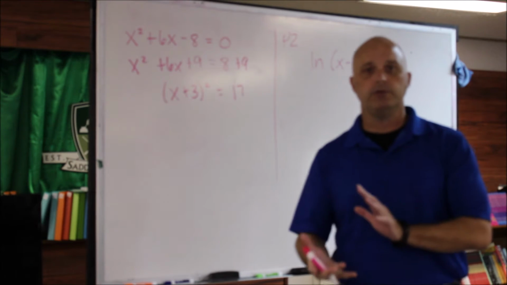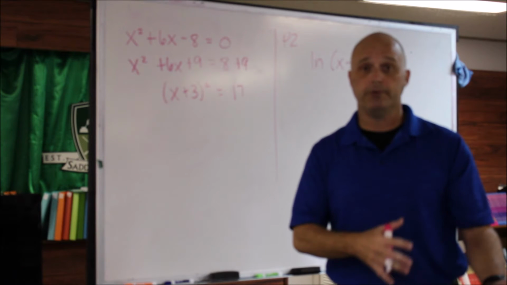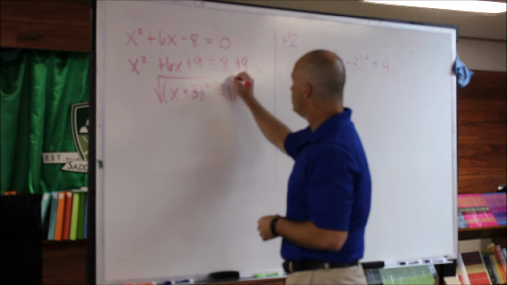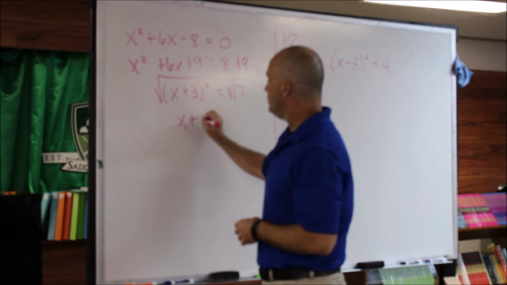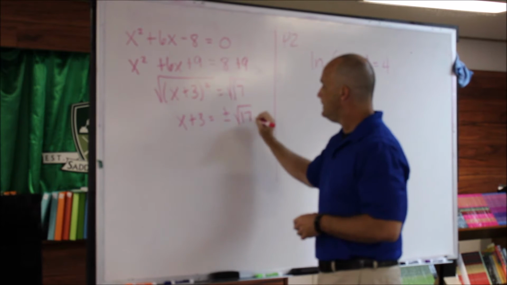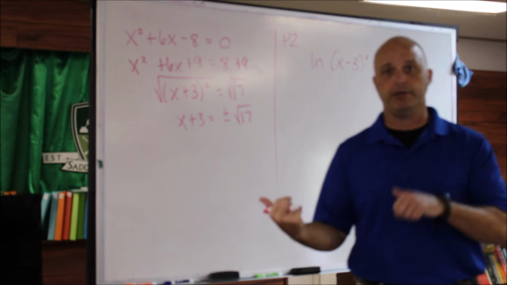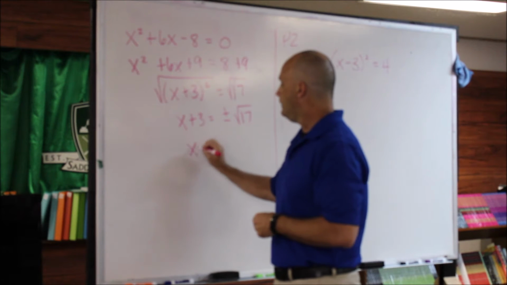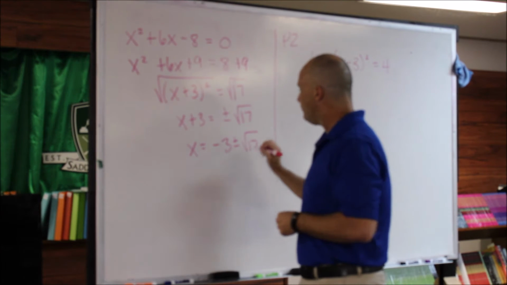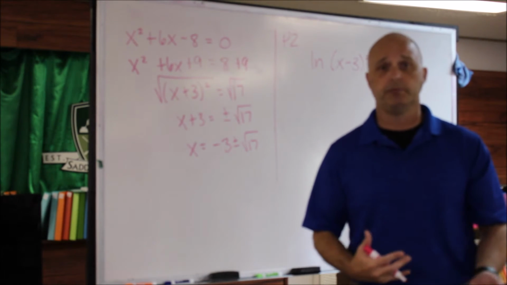Now remember, in order to get rid of that square, you could take the square root of both sides. And so when we took the square root of both sides, we ended up with x plus 3 is equal to plus or minus the square root of 17. And then to solve for x, all we had to do was move that 3 over to the other side, and we ended up with x equals negative 3 plus or minus the square root of 17. Now to solve the next problem, we're going to do something very similar to that.